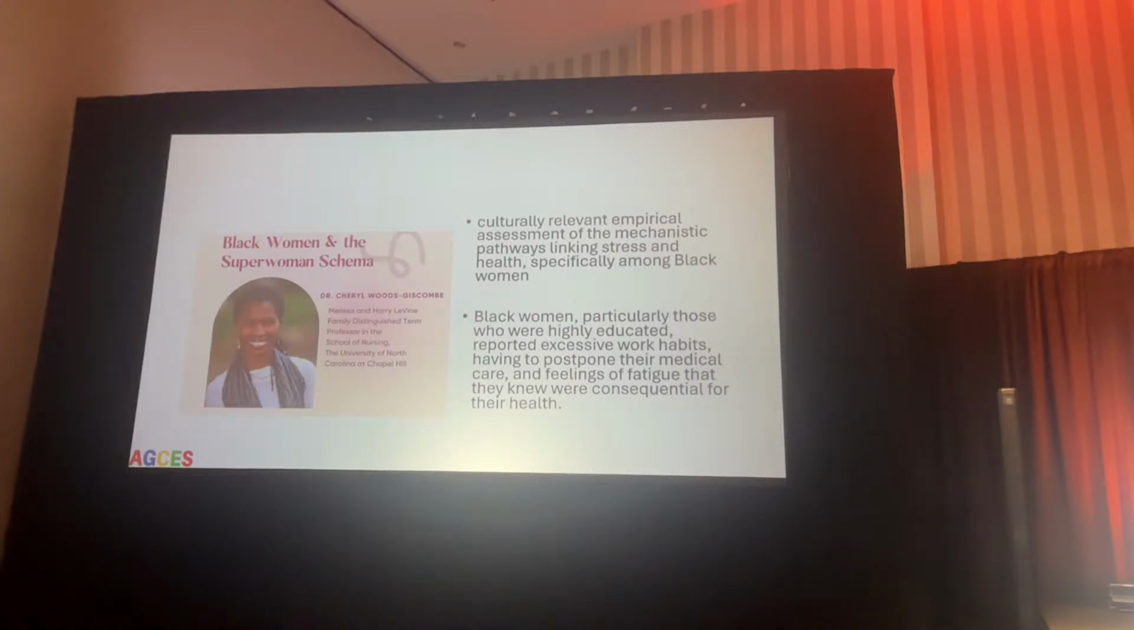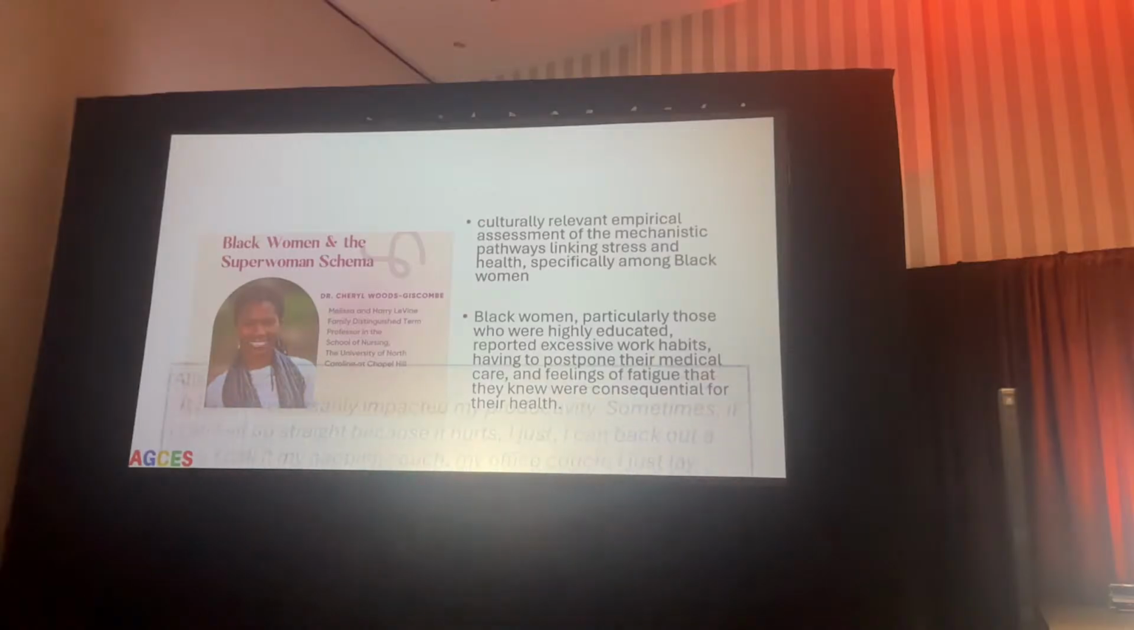So Black women, particularly those who were highly educated, presuming then some access, reported excessive work habits, having to postpone their medical care, and feelings of fatigue. This is another part of the disparity. So one of the women who was surveyed, she was a doctor, and she had surgery for her fibroids, she had a myomectomy, but still suffered with endometriosis, and she was bound and determined to tell coworkers and other women, don't delay your care.